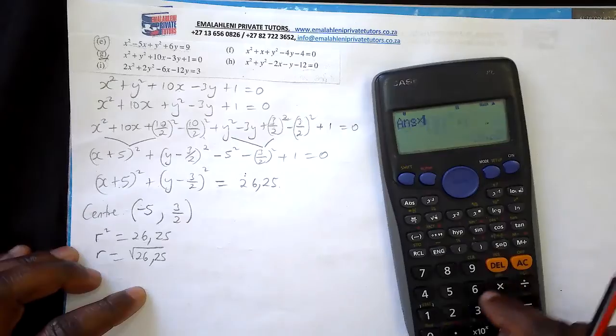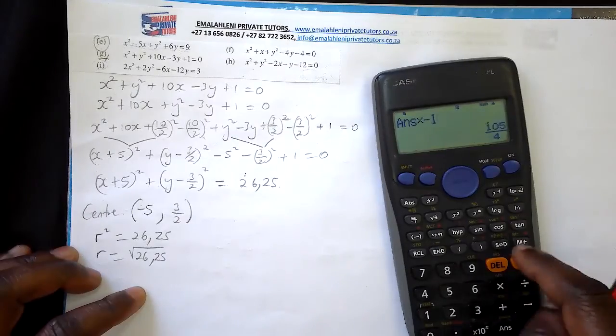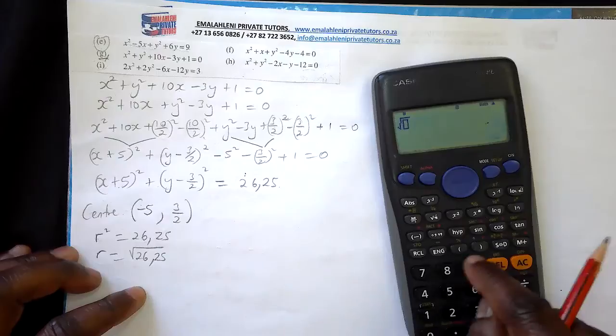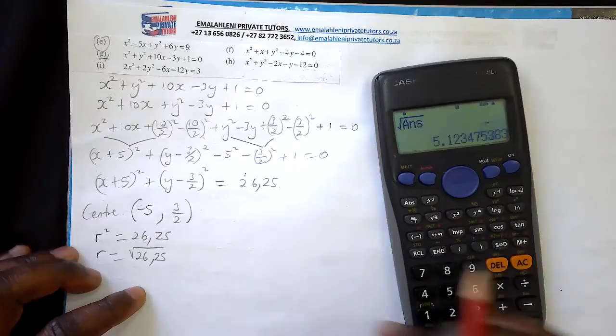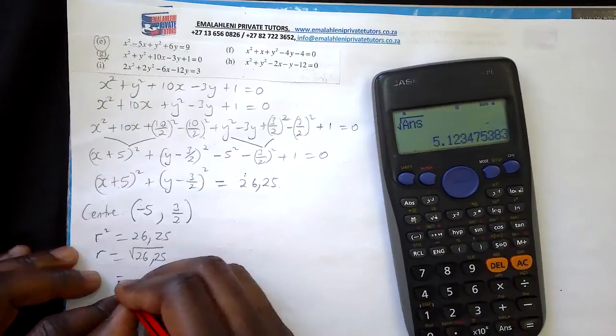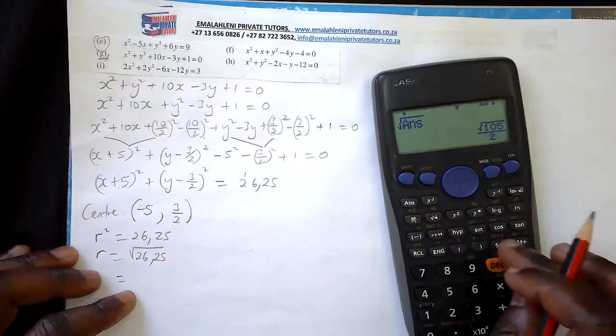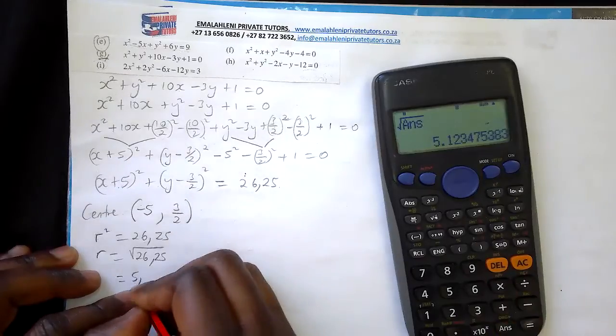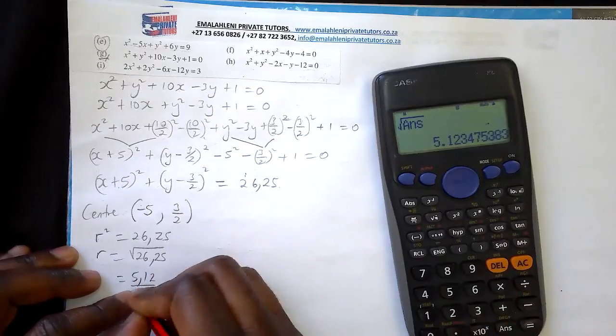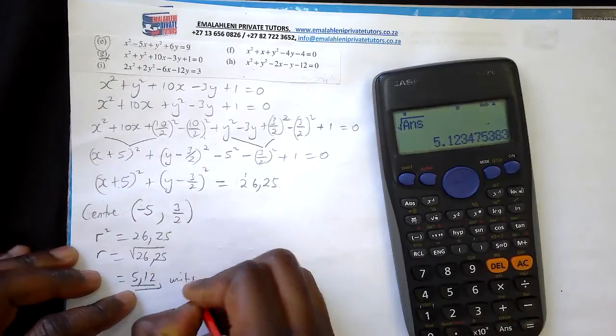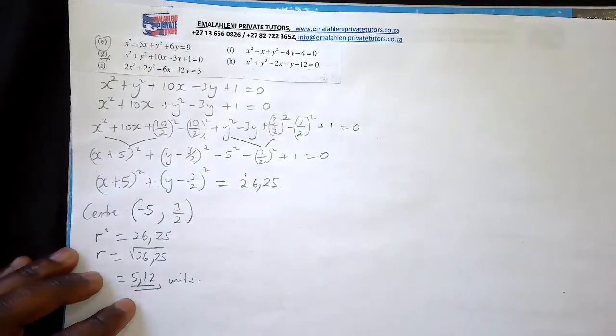What is the root of the answer? We're going to say times 1, negative 1 here. We just want to have it as a positive. Then we'll take the root of the answer. What do we get? We get 5.12, which is going to be 5.12 units. Okay, that's what we are having there.